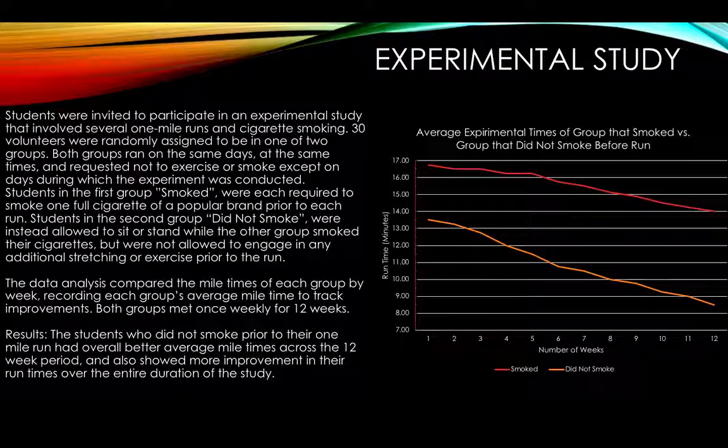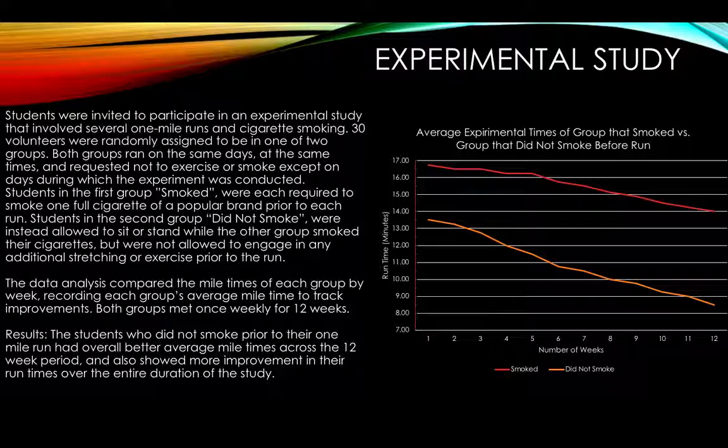So everybody would stretch out together and prepare together, but then when the smoking group is smoking their cigarettes, the other group just has to kind of chill out. That way they're basically just breathing and getting a resting heart rate, where the smoker's heart rate is obviously going to increase from the nicotine.